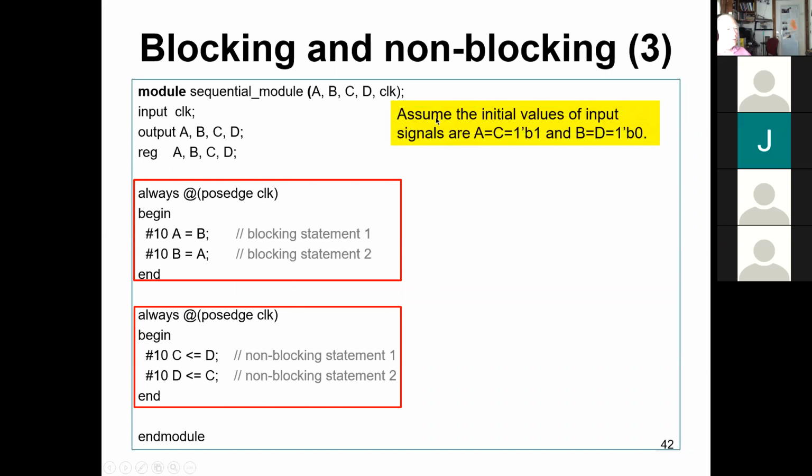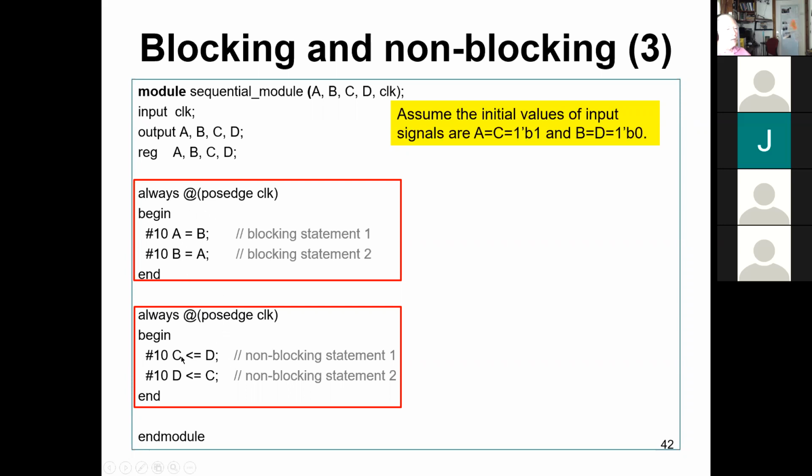All right, so assume the initial values of A and C equal 1 and B and D equal 0. In this case, what's the value of A and B at the end of this code? One. No, they'll both be 0. Oh, 0. Because B starts out as 0. So here A gets assigned 0, and here 0 gets assigned to B. Well, B was already 0, so now they're both 0.